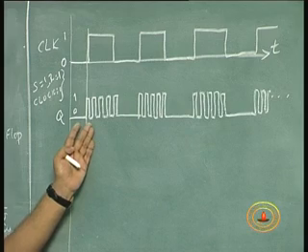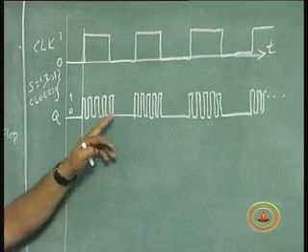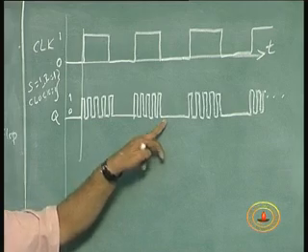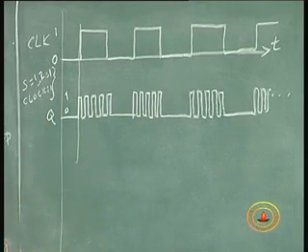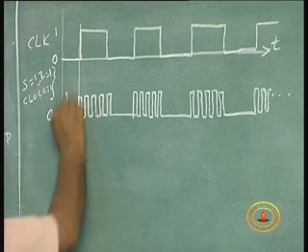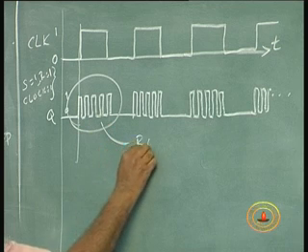When the clock is low, it remains as before. If it is a 0, it will remain 0, if it is 1, it can remain 1 also. And the Q bar is a complement of that, I do not want to draw that. This behavior is called race.